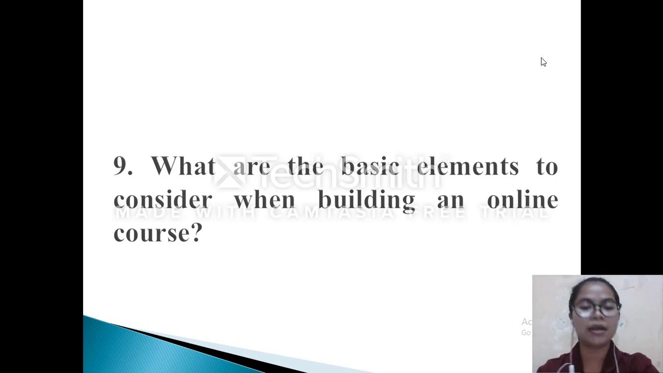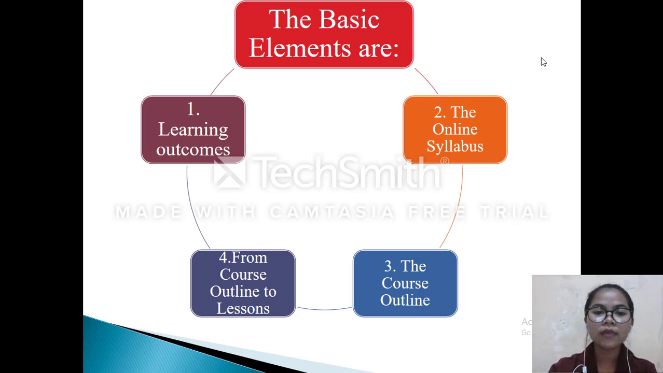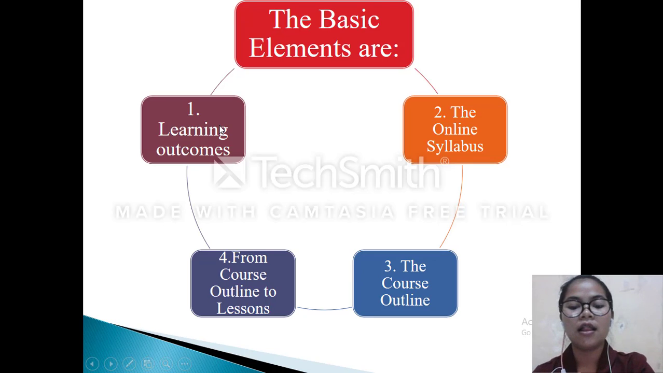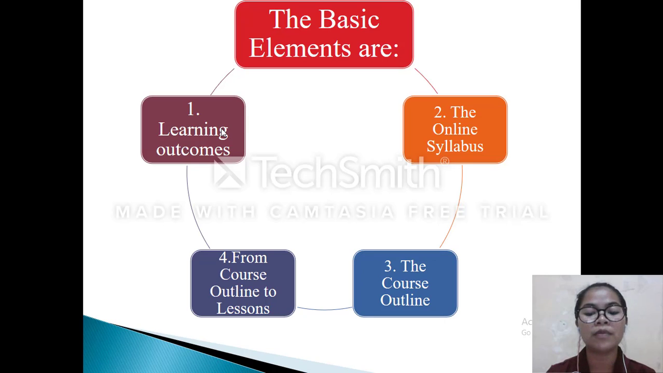Next to question number 9. What are the basic elements to consider when building an online course? There are 4 basic elements. The first is learning outcomes. Learning outcomes are the core of a learning process that creates courses and programs that follow through on their promises. Each subject expects results or progress achieved by students, and in online learning, there are learning outcomes expressed at every stage in the process.